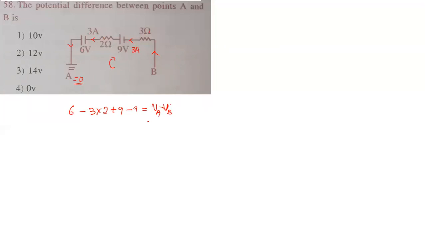Potential difference between what? These 2 points. So we are going to start from here, right? From that point to this point. Now look here. It is 6 minus 3 minus 2, 6 plus 9 minus 9. That is VA minus VB. Now what do we get, sir? We get the potential difference between the points, VA minus VB, is 0. That is the fourth option.